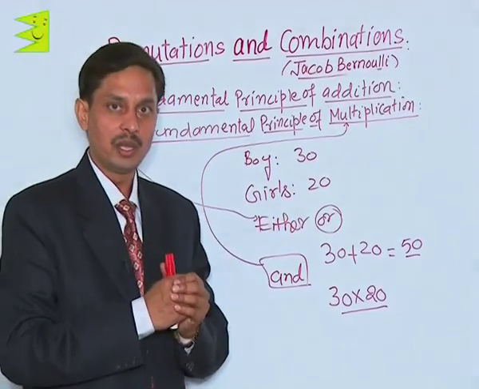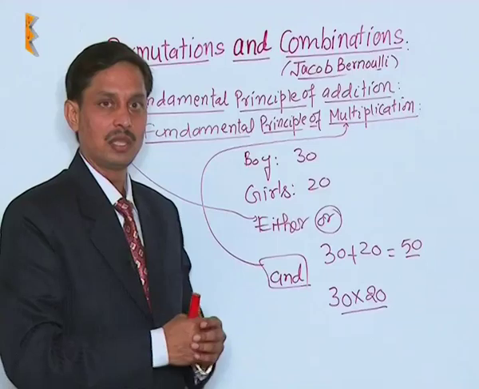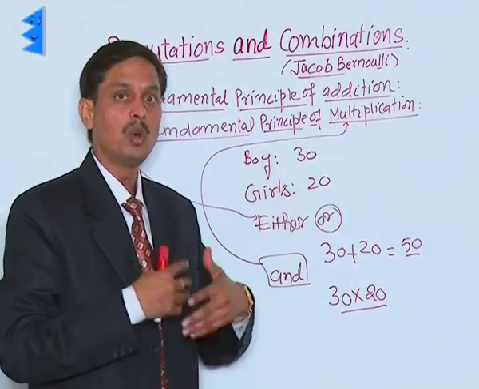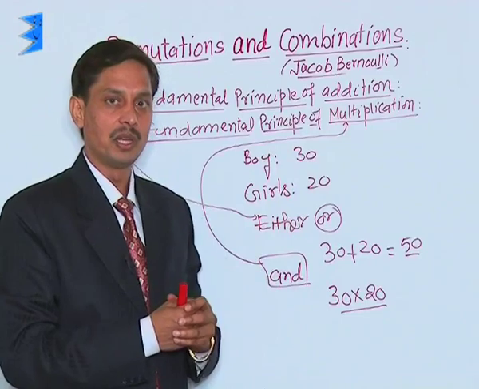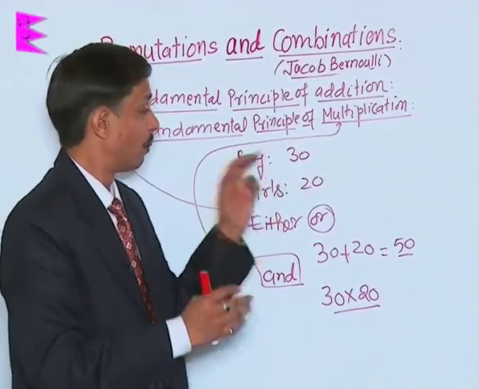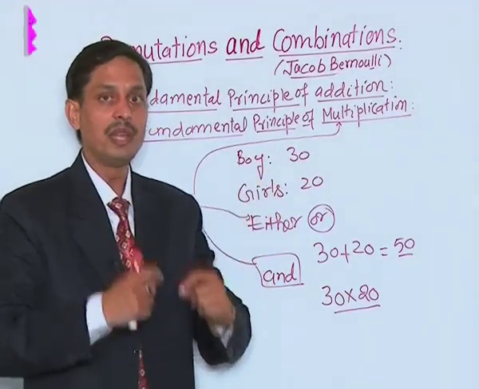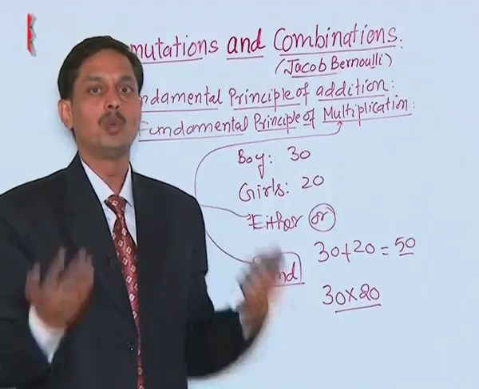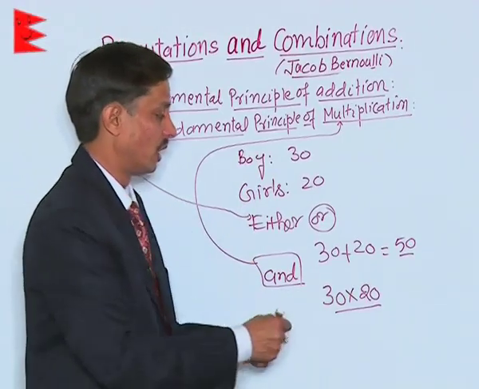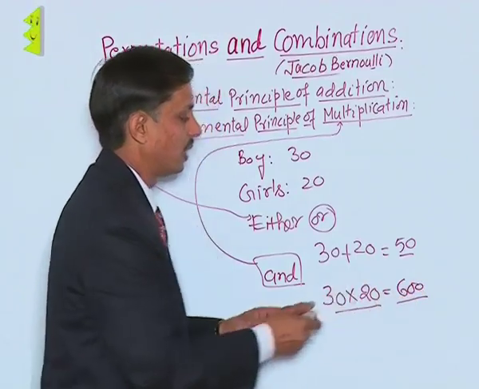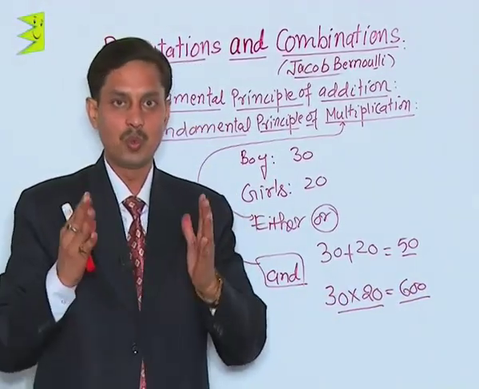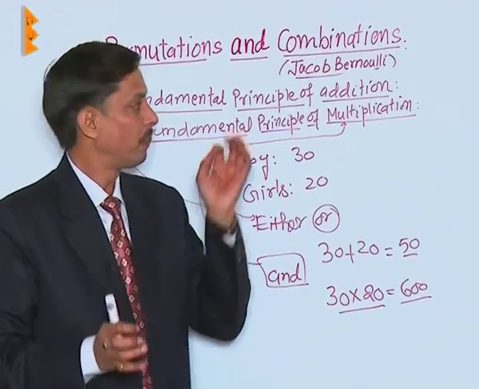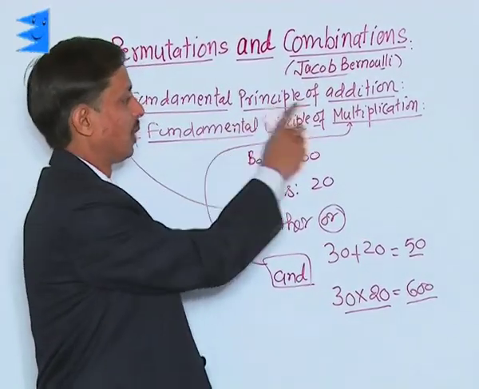Suppose roll number 1 is a boy, Amit. Then with Amit, how many girls can be made monitor? 20, any of the girls. Similarly, with roll number 2, or with the second boy, any of the girls can be monitor. So there are 30 choices from the boys, and with each boy, how many girls are possible to make monitor? 20. So 30 plus 30 plus 30, how many times? 20 times. Repeated addition, 30 into 20. So what becomes? 600. So it is very simple: we have two fundamental principles to solve the problems of permutation and combination. One is the principle of addition and the second is the principle of multiplication.